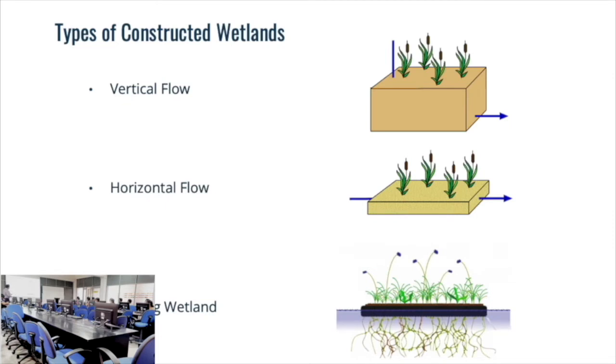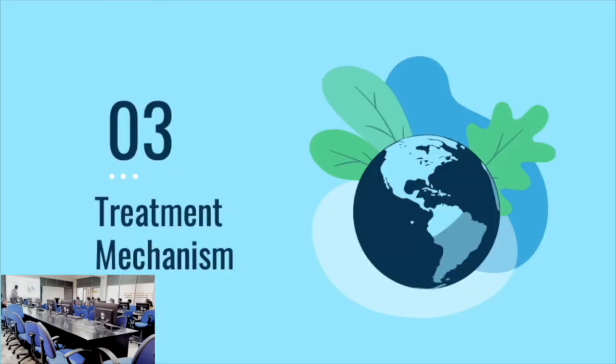And the floating wetland is a special kind of wetland which we use for open water surfaces like lakes. To improve the water quality of existing surface water bodies, we can use the floating wetland. So these are the main types of wetland which we can see in the industry. So then I will move into the treatment mechanisms.